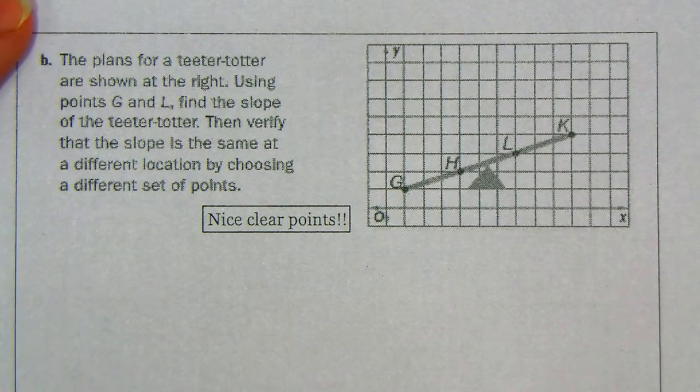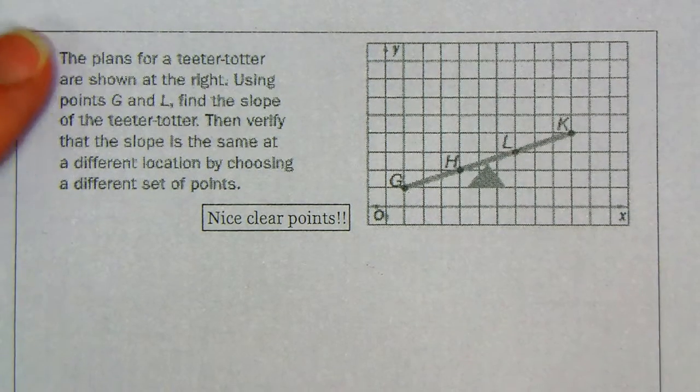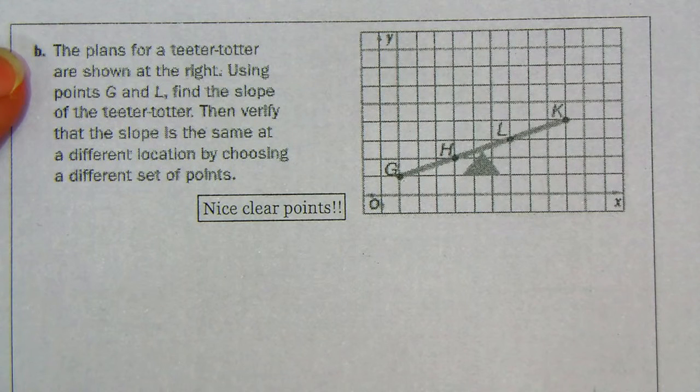All right, so plans for a teeter-totter are shown at the right, using points G and L. So G and L, find the slope of the teeter-totter.